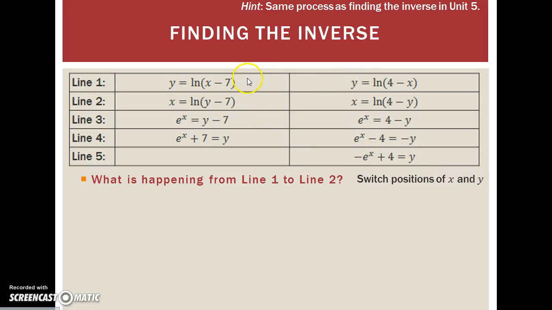Hopefully you notice that the positions of x and y are switching. Here y became x, x became y, y became x, x became y. This is what we do when we find the inverse. Every time, switch x and y. And then what happens after line 2? Well, if we look over here, their ultimate goal in life appears to be getting y by itself. And if we look over here, the ultimate goal is getting y by itself. And sure enough, we are solving for y or isolating y, because again, we're finding the inverse.